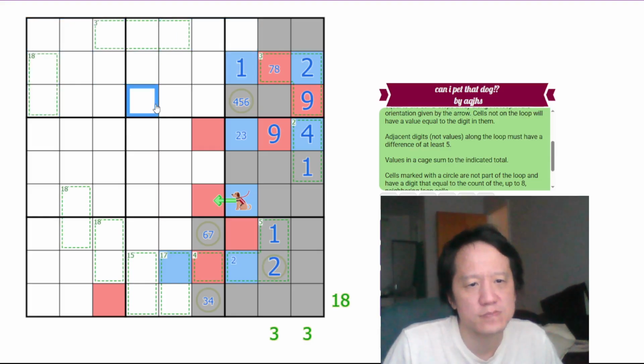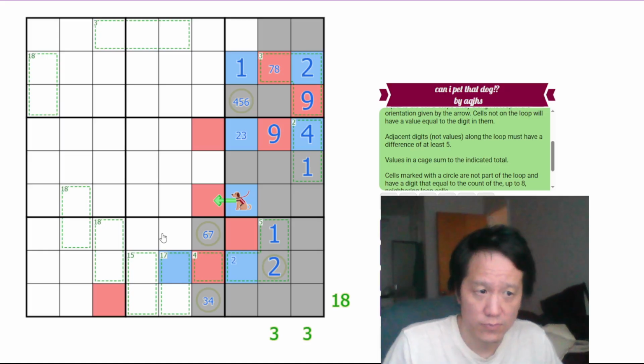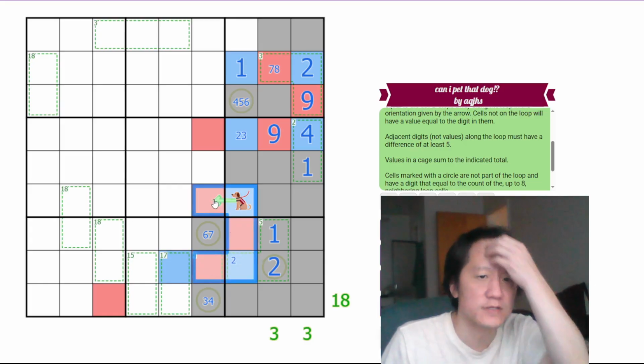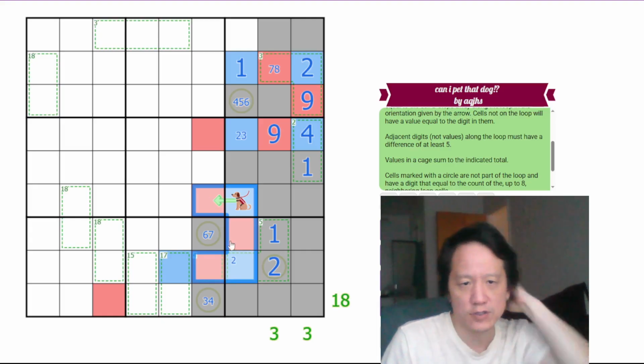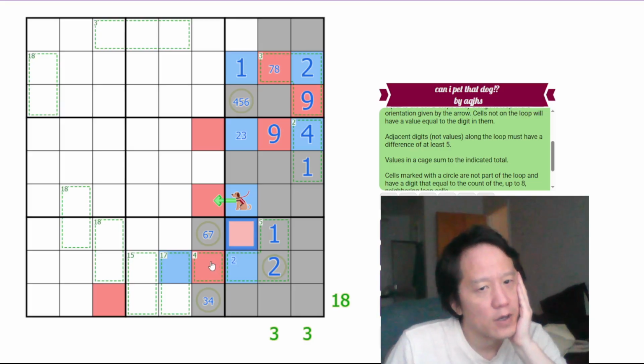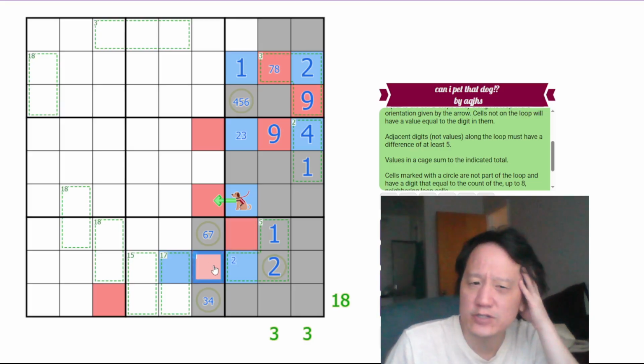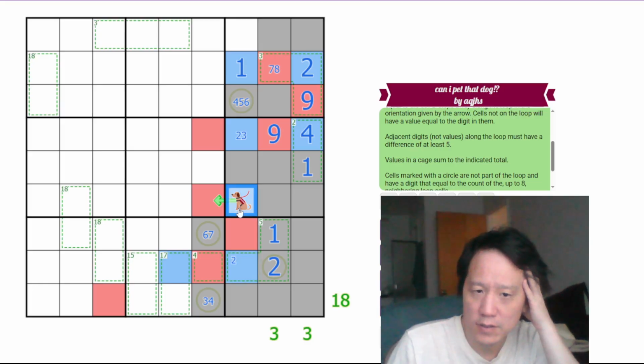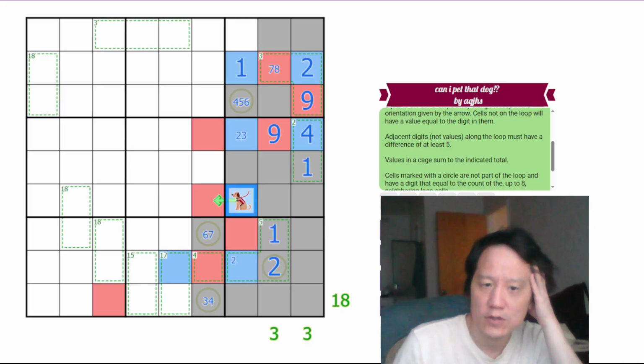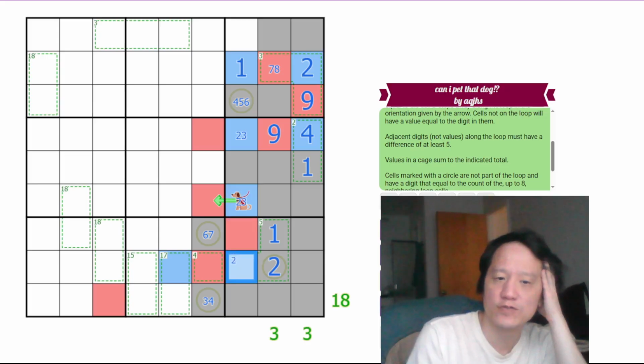The value of whatever is on this loop is a 4. That's interesting. That means this has to be a low digit, right? So that would be 1, 3. Oh, these are all on the loop. That's interesting. So this has to be 2 and 3, which forces this to be 4 here.